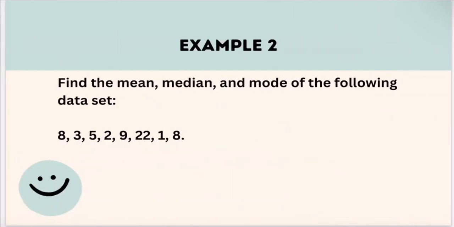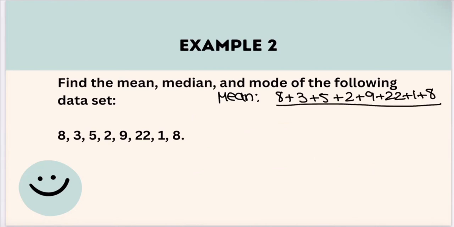Find the mean, median, and mode of this data set. So let's start with the mean. Once again, in order to find the mean, I need to add all the numbers and divide by the number of numbers. So 8 plus 3 plus 5 plus 2 plus 9 plus 22 plus 1 plus 8, and I'm going to divide that by the number of numbers, which there's 1, 2, 3, 4, 5, 6, 7, 8 numbers, so I'll be dividing that by 8.